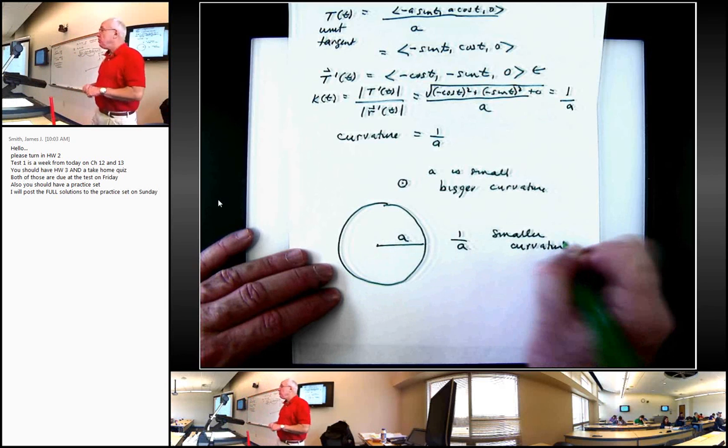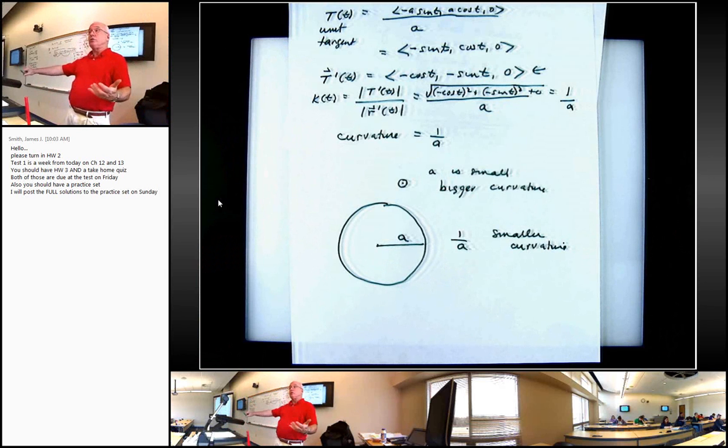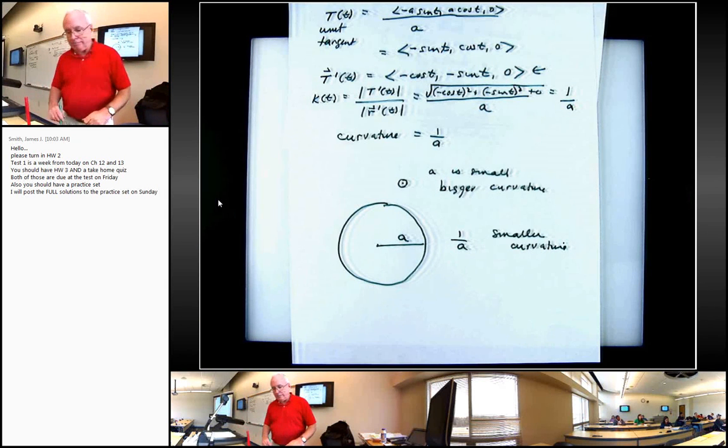Just like they thought the Earth was flat. So with a big radius, it just seems like there's no curvature to it. It's just flat. That's just because it's a really big, well, we can look at it as a circle, all right? Okay.